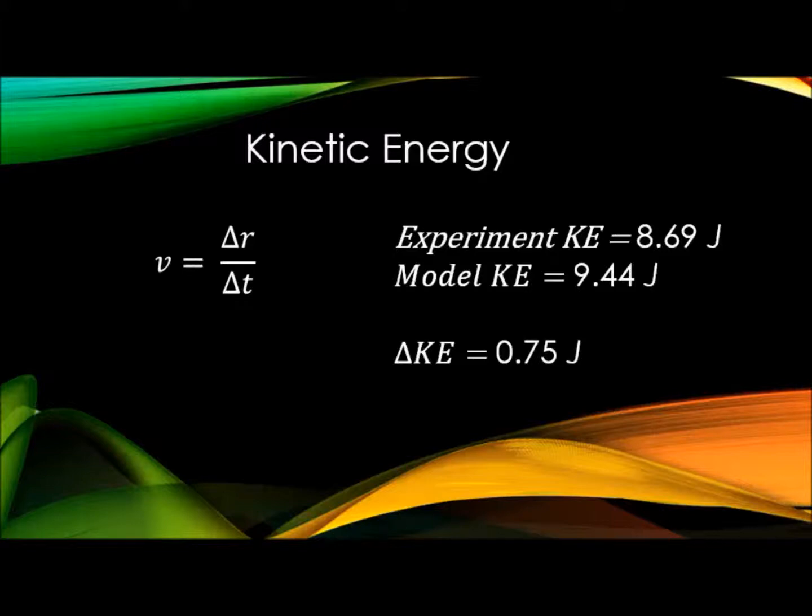Using the final two data points in each set of data, I was able to determine the velocity with delta r over delta t. With these two velocities, I calculated the kinetic energy of the experimental data and the model data. The model data, as you can see, was approximately 0.75 joules higher than the experimental data, which I went ahead and said that this was due to the drag on the object.